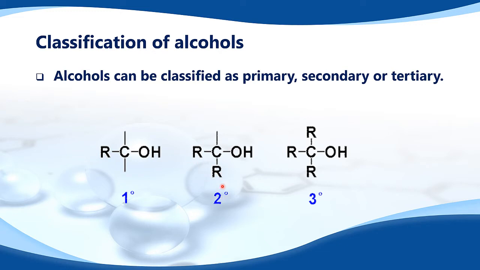In a secondary alcohol, the carbon that's connected to the OH group is connected to two other carbons. And for a tertiary alcohol, the carbon that's connected to the OH group is connected to three other carbon atoms. So that's primary, secondary, and tertiary alcohols.